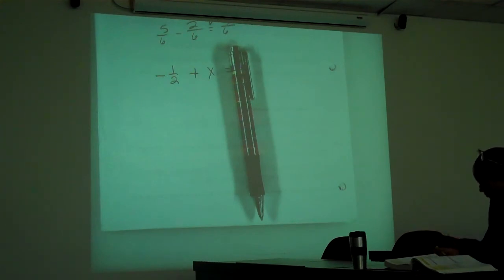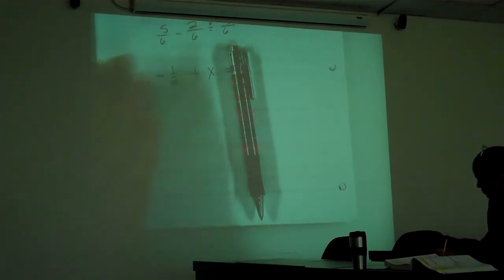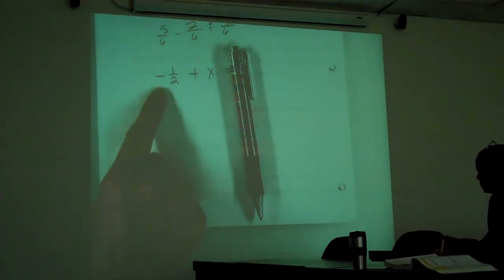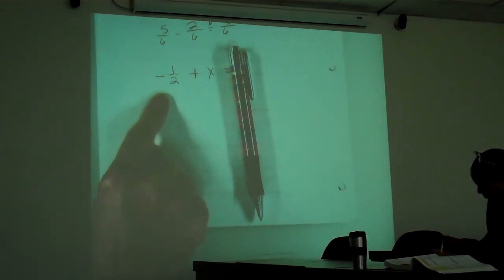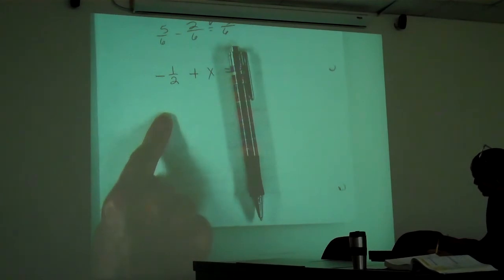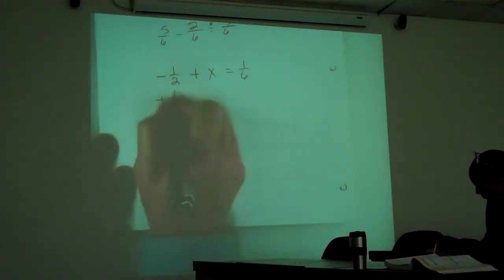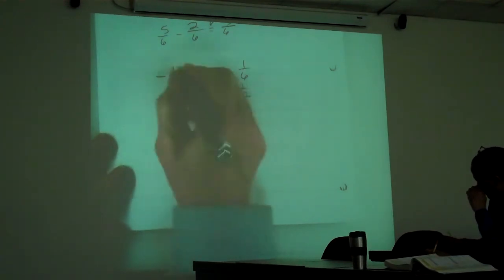What can we put on that side to make this part go away? Add 1/2. Adding 1/2 is the same as subtracting a negative 1/2. You want to make this 0. So if that's a negative, you will add. If it was a positive, you would have subtracted. So we're going to add 1/2 to both sides.